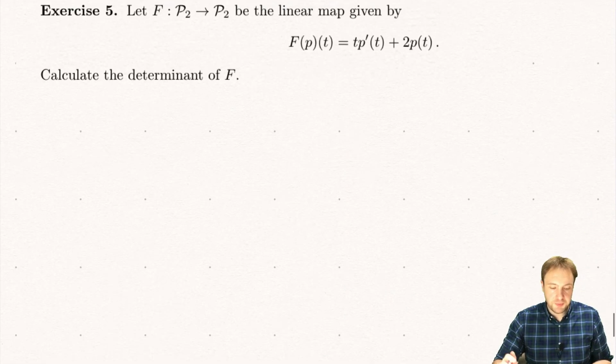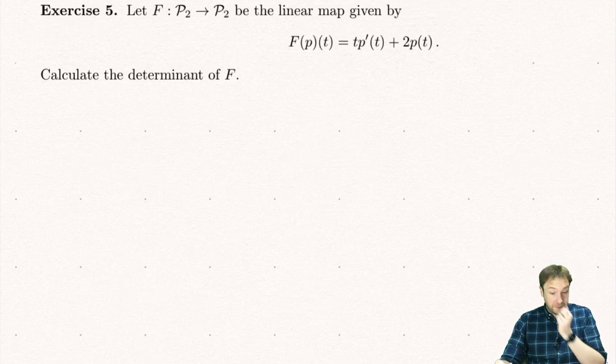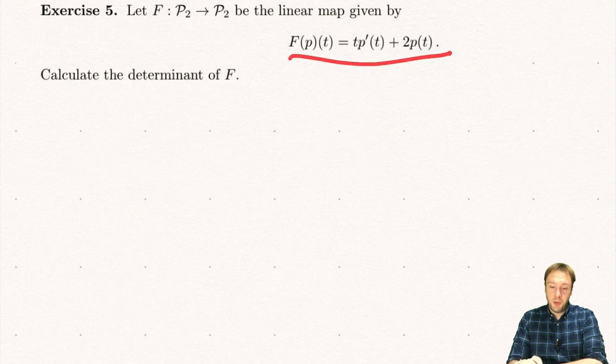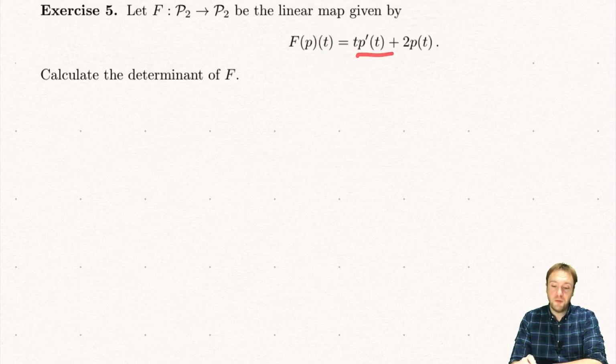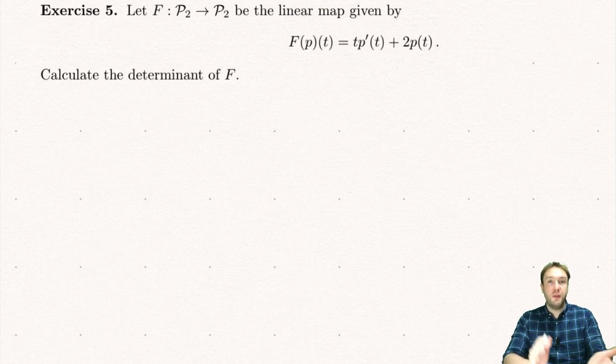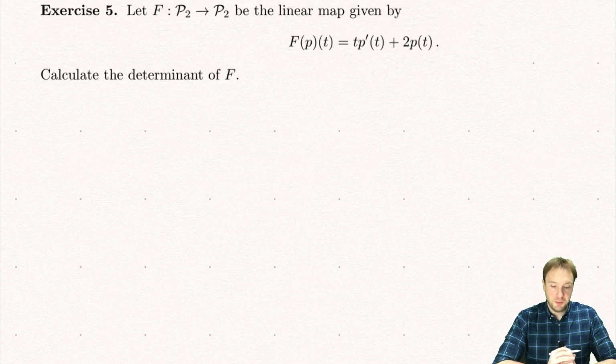Okay, so let's do exercise number 5. And this is given a linear map from P2 to P2 as follows, where we send a polynomial function p to, evaluated at t, t times the first derivative of p plus 2 times p. And we want to calculate the determinant of this f. And what is the determinant of a linear map? Well, for this we learned that we can choose any basis, and then the determinant of this linear map is the determinant of the matrix of this linear map with respect to this basis.